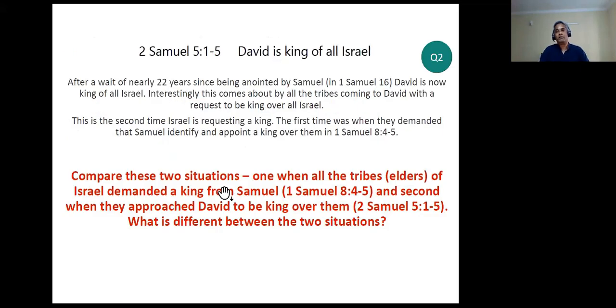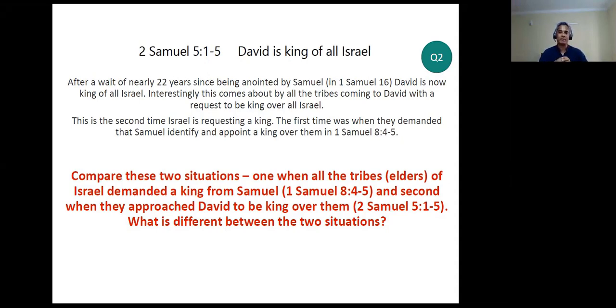Now, chapter 5, verses 1 to 5. This is a small portion. David is now king. All the elders come to him, and all the tribes of Israel are represented. They come to David and ask him to be their king. It is very interesting because David has had to wait 22 years for this moment. And it's also interesting because this is not the first time all of Israel is requesting a king.